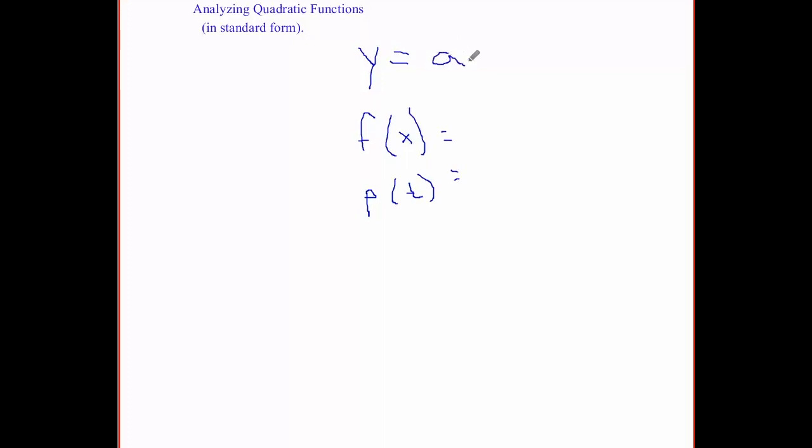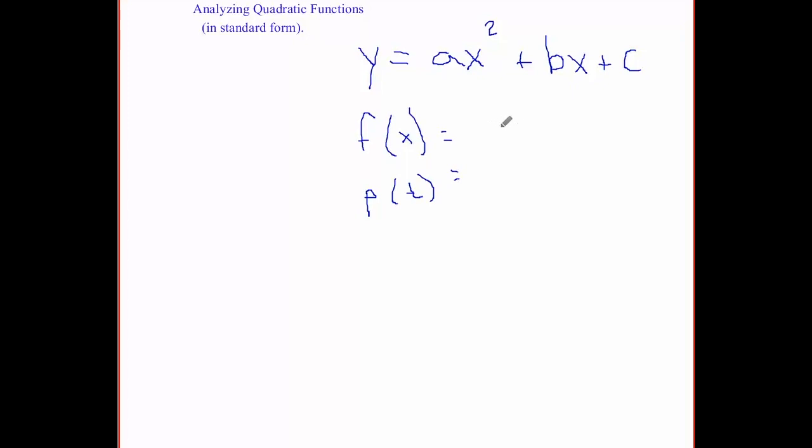going to be something like ax squared plus bx plus c. Now, a, b, and c are just numbers, okay? It's the x's that you're going to notice.